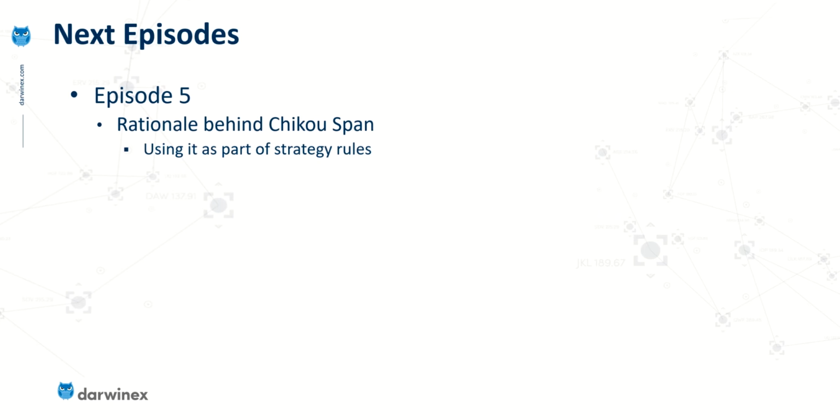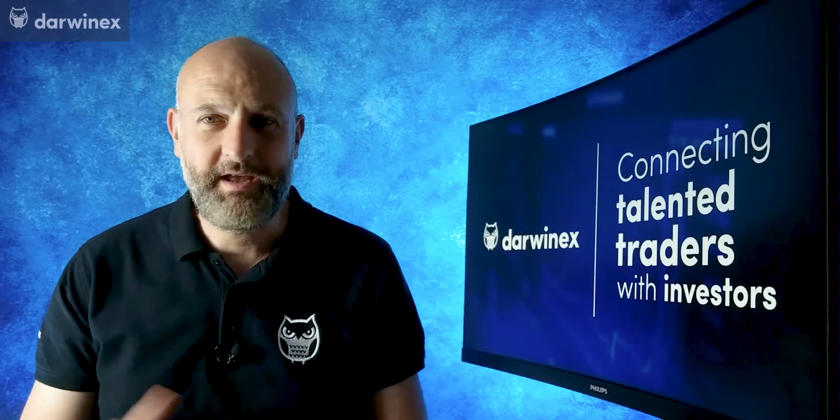Okay, so in the next episode, as I said, I'll be looking a little bit more at the rationale behind Chikou Span and also illustrating how this is used as part of a wider trading strategy. Following this, I'm going to be moving on to what's probably the best known component of Ichimoku, which is the cloud or the Kumo.